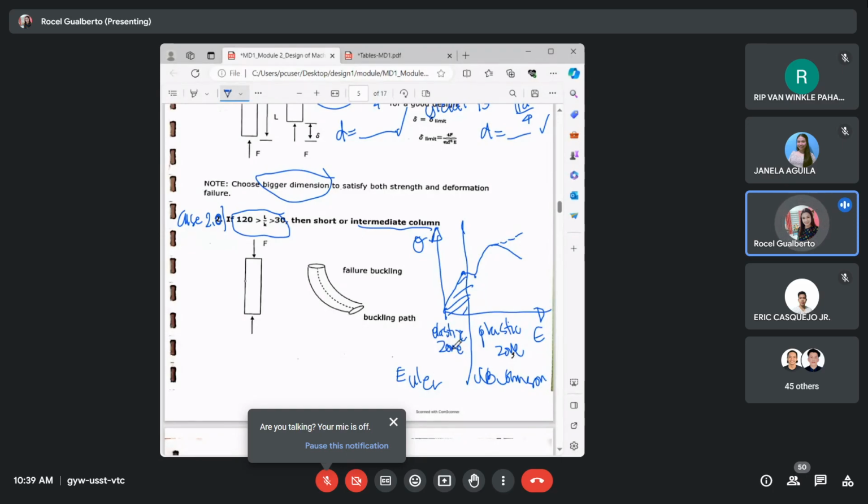Now, the elastic zone, this is governed by Euler. Whereas the plastic zone, J.B. Johnson, siya naman yung formula to define this plastic zone. Again, for plastic zone, you have the J.B. Johnson formula. And for the elastic zone, you will be using the Euler formula.